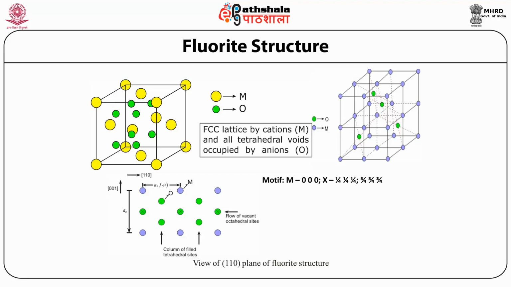So let us take an example of the ionic radii of a few ions. For example, U4+ has an ionic radius of 0.1 nanometers. For zirconium 4+, it is 0.084 nanometers. And for cerium 4+, it is 0.097 nanometers.